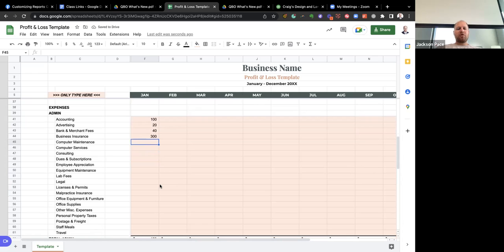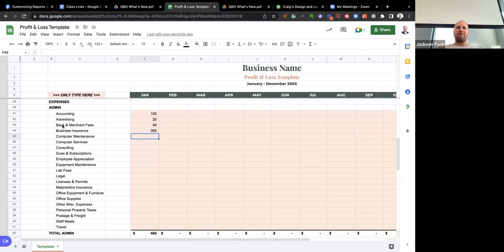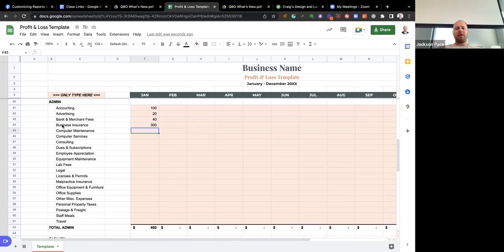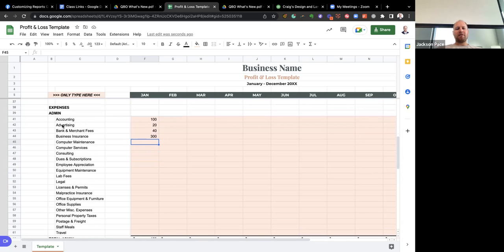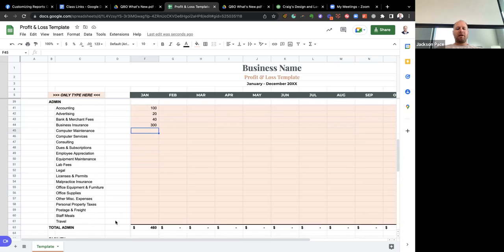Really what we're doing is we're grouping all the admin expenses together. And this is like my favorite way of doing it. I feel like I've analyzed a lot of different financial statements over the years, and the ones that are able to group some of these expenses together, it really helps analyze the business a little bit better. So under admin, we come down here and we get our total admin cost.